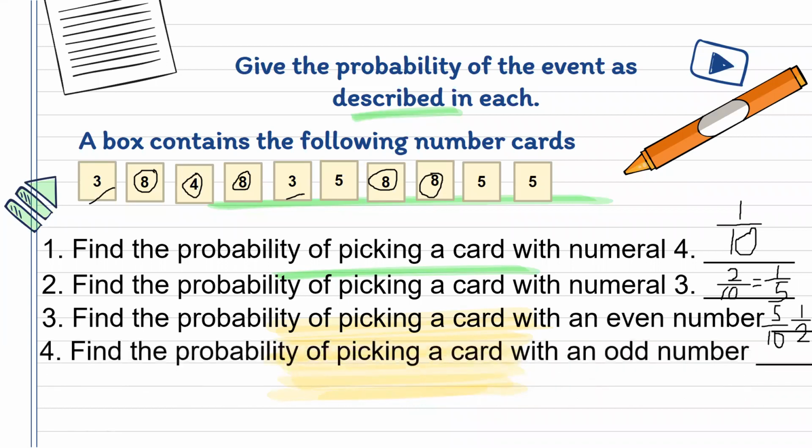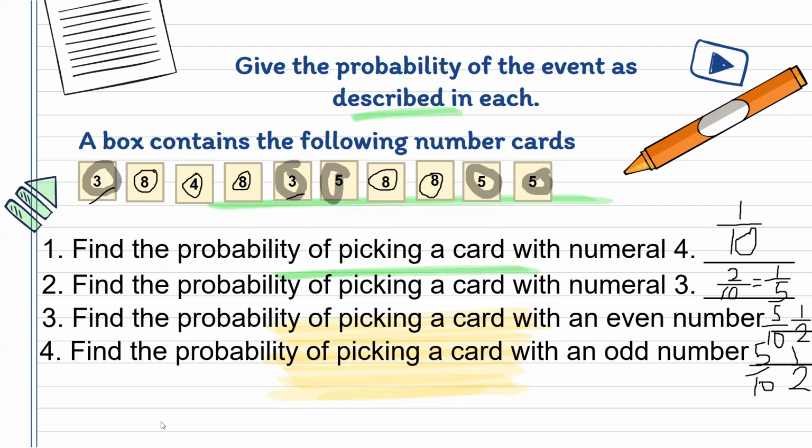Okay. Next question. Question number 4. Find the probability of getting an odd number. So odd numbers are numbers that end with 1, 3, 5, 7, and 9. So we have 1, 2, 3, 4, 5. So just like the even numbers, we have 5 favorable outcomes of an odd number. So we have now 5/10, okay? Or simplify it into 1/2.